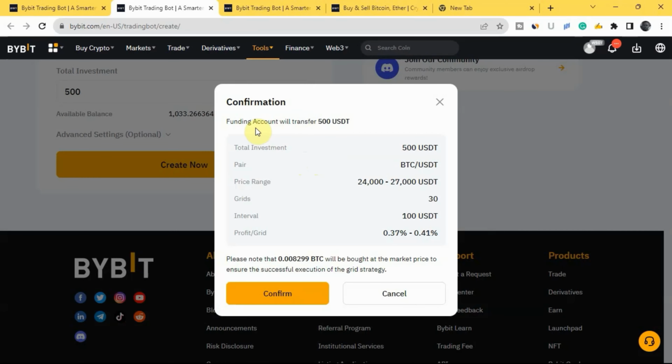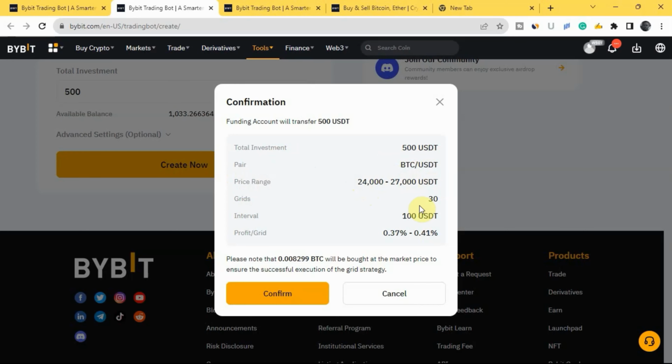And right here on your screen, you're going to be seeing the summary of your spot grid trading bot. So you can see the total investment is 500 USDT. The market pair we are doing is BTC USDT. The price range is 24,000 to 27,000 USDT. Now this means that it will trade within this range. So if the price gets to like $23,000, the trading bot will not take any trade. Even if it's $23,900, it won't take any trade for me. That's the meaning of this price range.